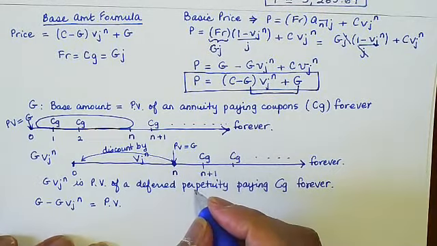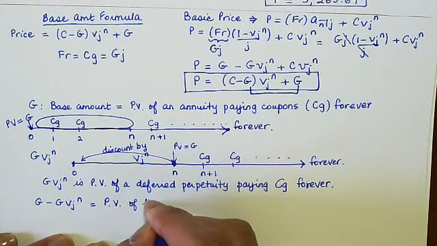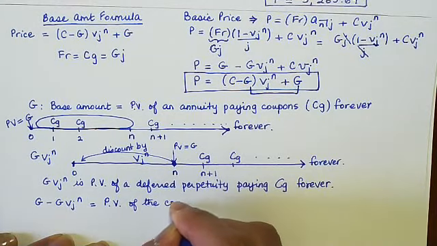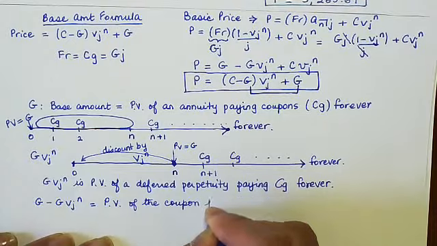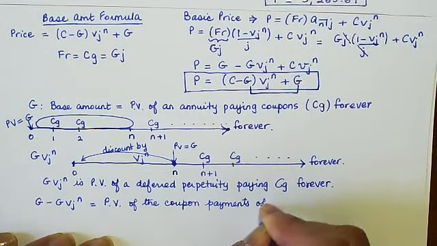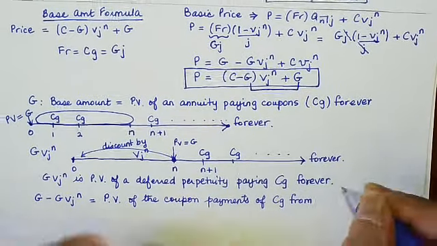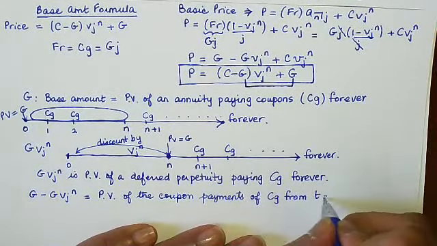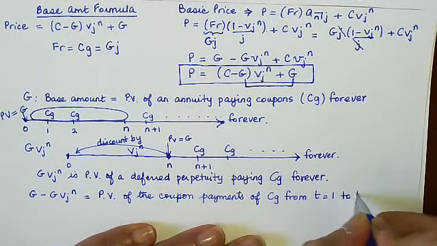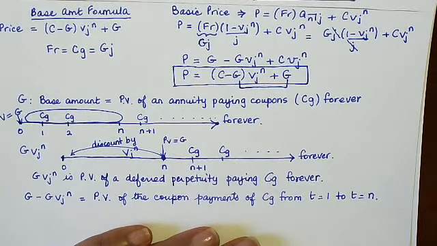So let's write that. G minus GVj to the n is equal to a present value of the coupon payments of CG from t equals 1 to t equals n.